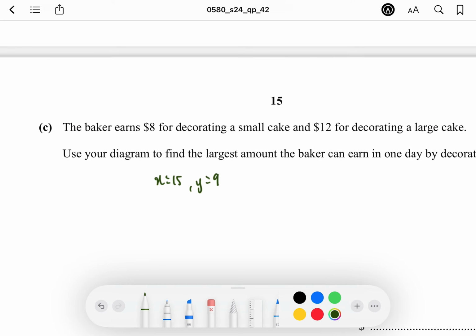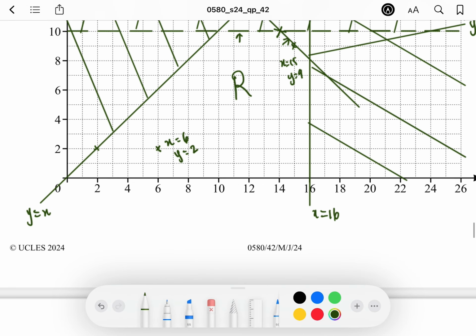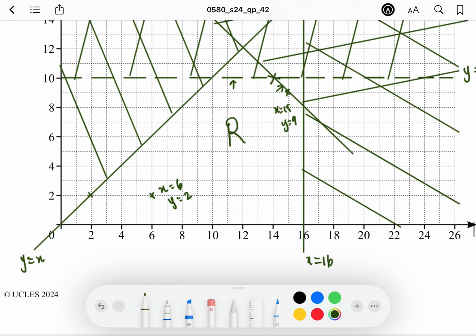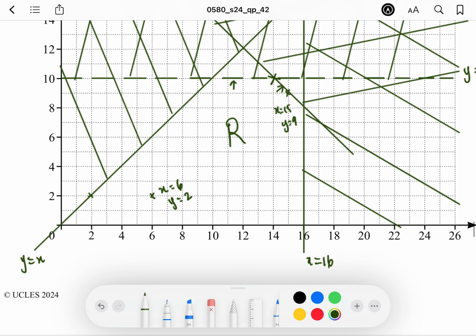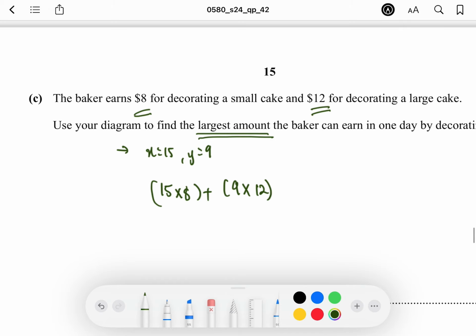Okay. Find the largest amount. Amount means you find a small cake and large cake, but harganya ada di sana. So what do you do? 15 times A plus 9 times 12. Is there any other possible answer besides 9 and 15? 16, 8. Okay. Boleh?